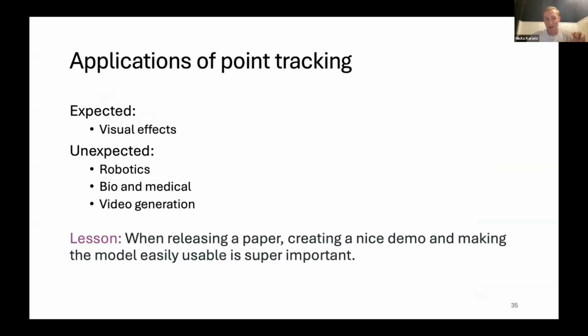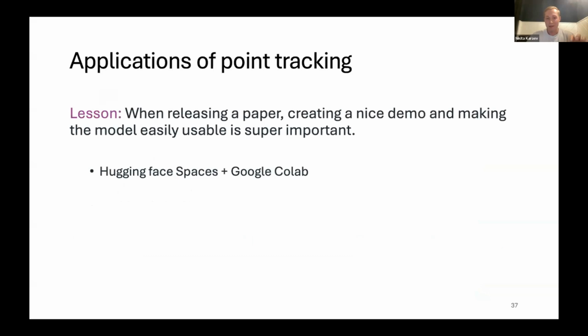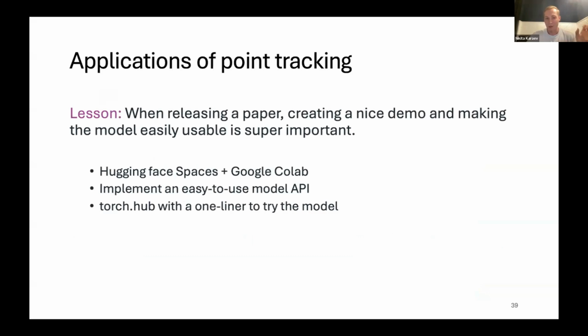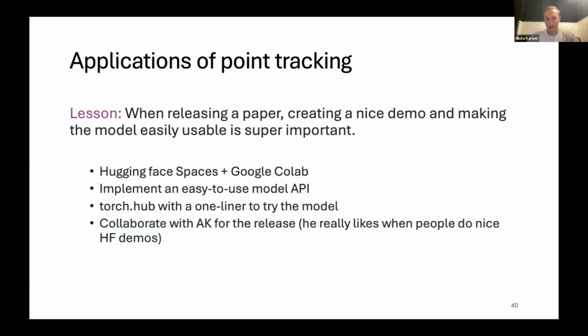Some of the things that I think we have done are releasing a Hugging Face Spaces demo and a Google Colab demo. Then implementing an easy to use model API, as well as a Torch Hub with a one-liner to really easily try the model. And for releasing papers, it's also important to collaborate with AK on Twitter, on X for the release. He really likes nice Hugging Face demos. Then you can also just see how people use the model and learn from that and incorporate their feedback into your work.